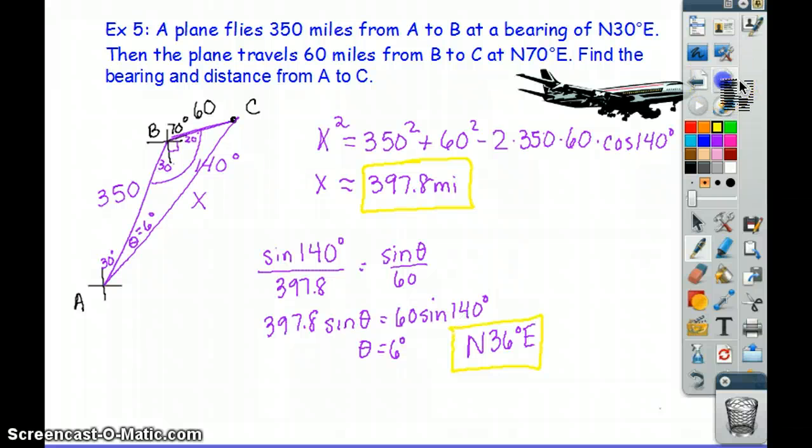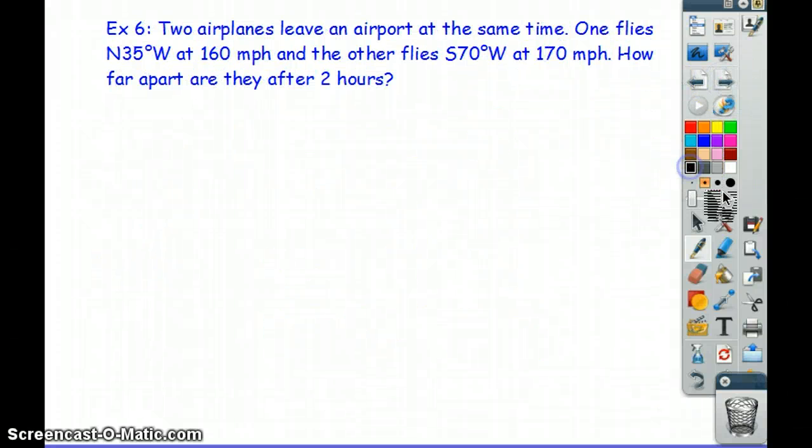Let's try another problem. Two airplanes leave an airport at the same time. One flies 35 degrees west of north at 160 miles per hour. The other flies 70 degrees west of south at 170 miles per hour. How far apart are they?